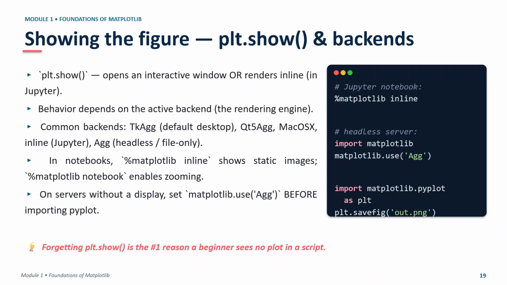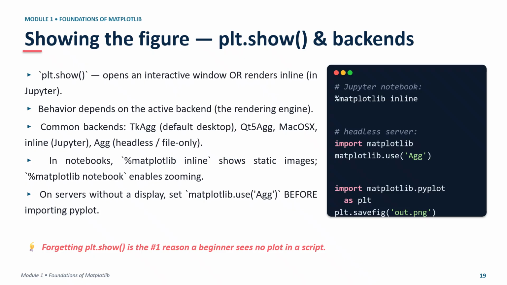And now let us look at plt.show. It seems simple, but understanding how it works prevents a lot of confusion. When you call the plt.show method, it hands the figure to the active backend for rendering. The backend is an engine that turns your Matplotlib commands into actual pixels on the screen.